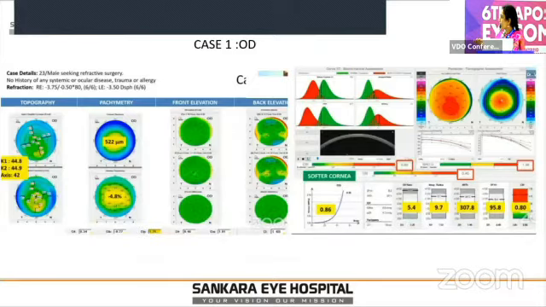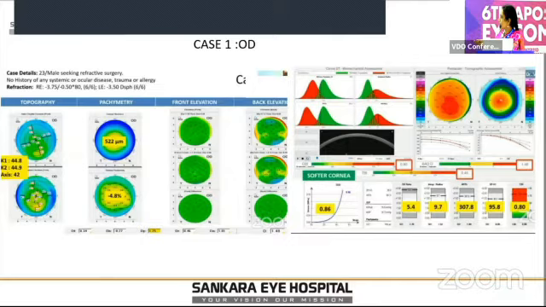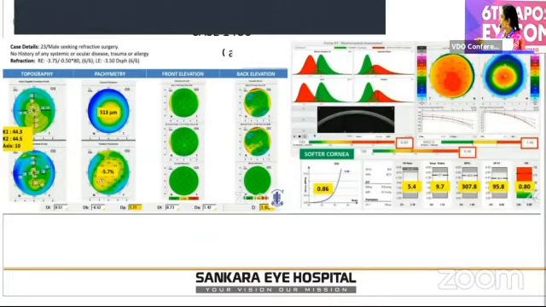Now some case scenarios. This is a 23-year-old male patient who has a central thickness of 522 microns in the right eye with normal anterior and posterior elevations, and the BAD-D is around 1.48, which is quite normal. Here the CBI is more than 0.5, so it is abnormal. Even TBI is also abnormal. The same is the case with the left eye also.